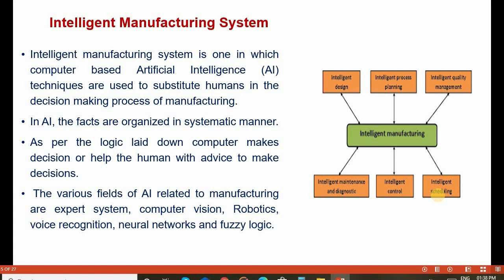The various fields of artificial intelligence related to manufacturing are expert systems, computer vision, robotics, voice recognition, neural networks, and fuzzy logic. These are the various fields of artificial intelligence involved in the manufacturing process.